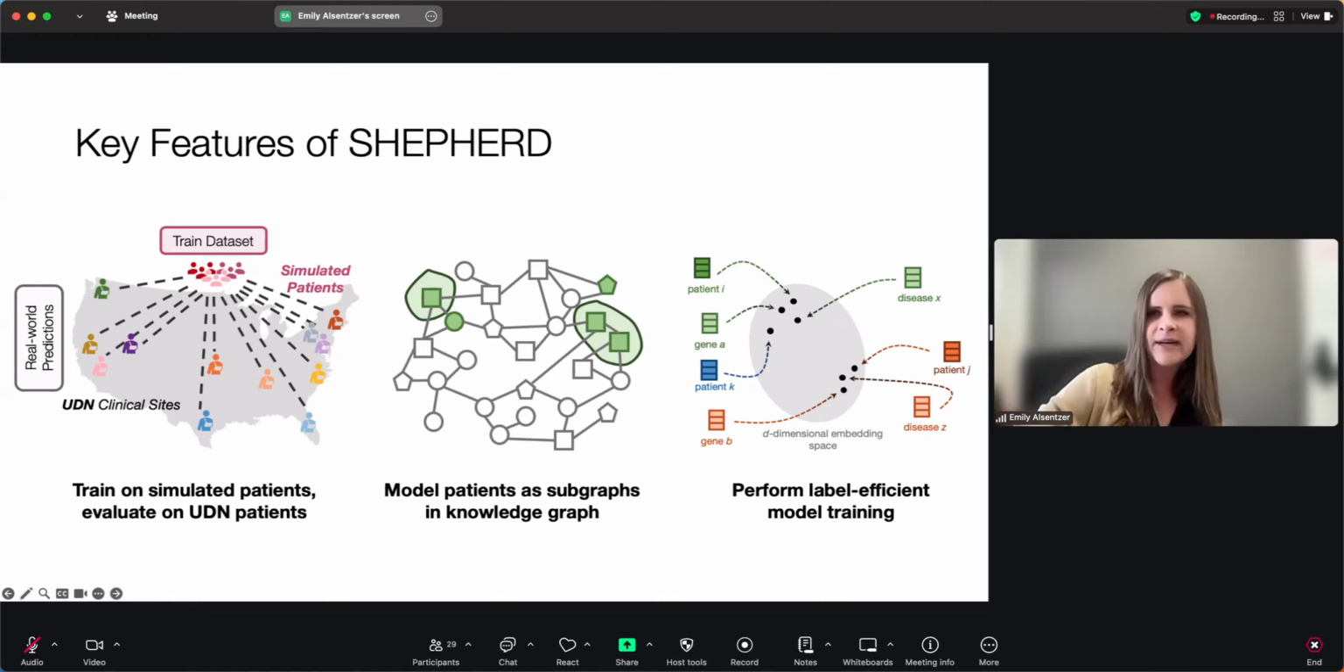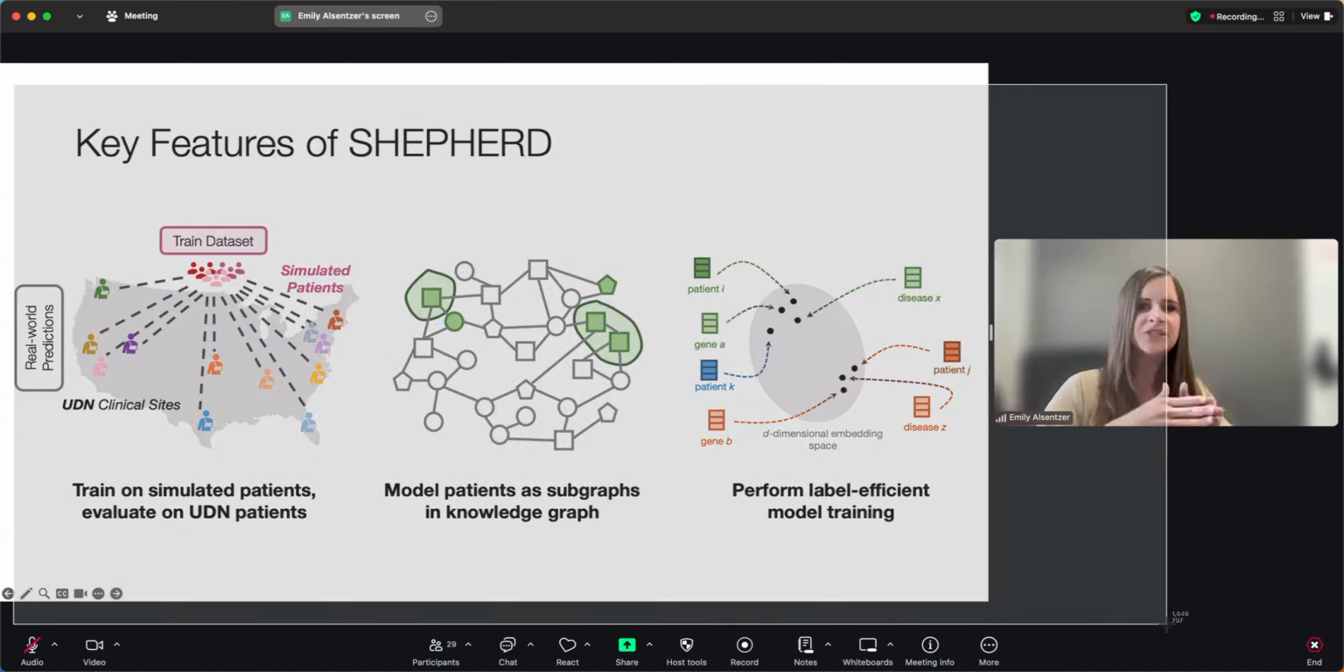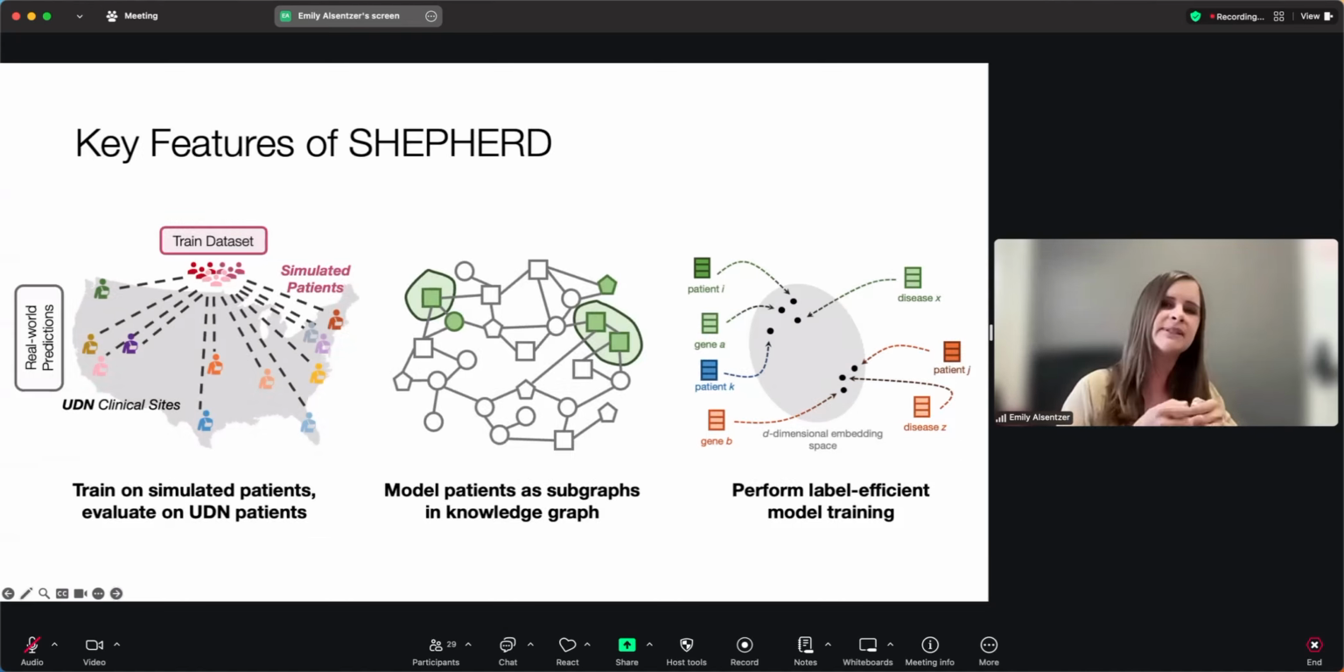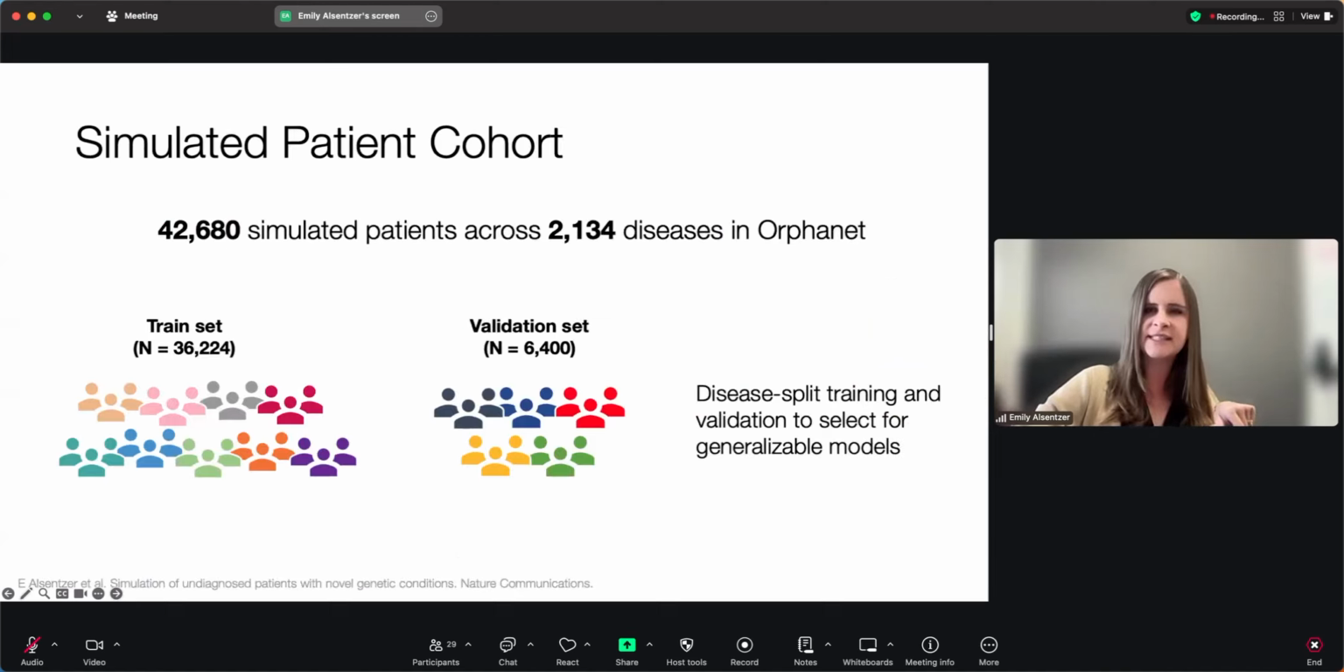And then finally, we leverage label-efficient approaches to train the model. Shepherd learns to capture the similarity between patients' genes and diseases by training the model to generate representations of each patient such that the patient is nearby the patient's causal gene and disease and other patients with the same gene and disease, and far away from irrelevant genes and diseases in this learned embedding space. So I'm going to go into a little bit more detail about each of these features.